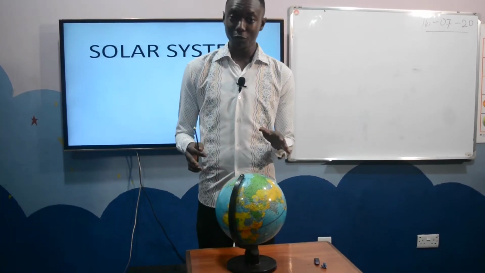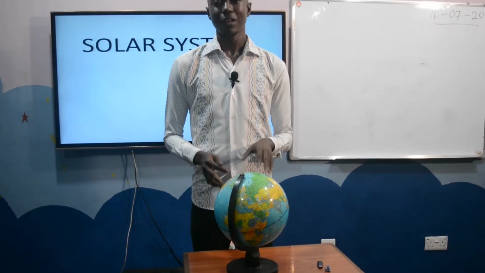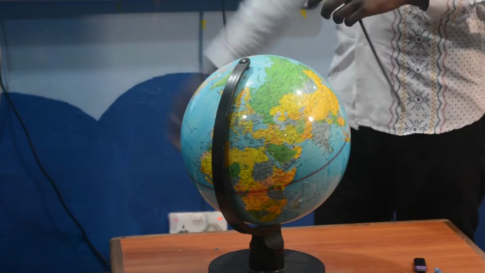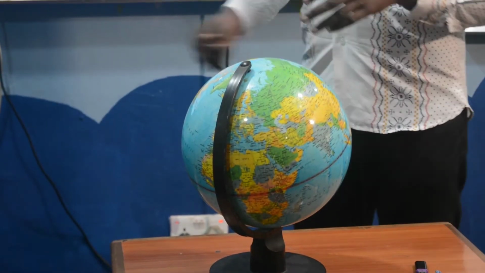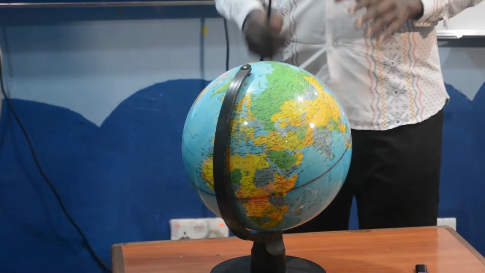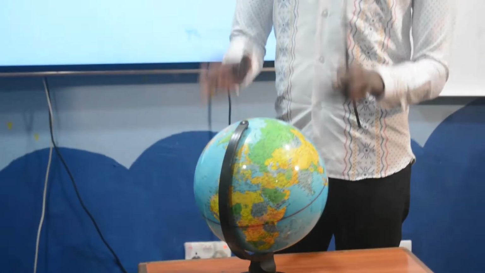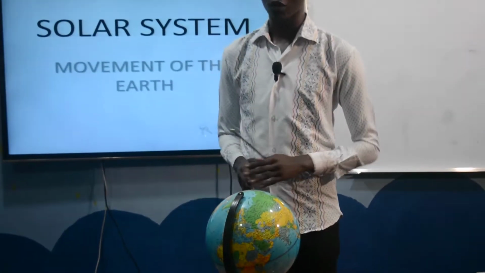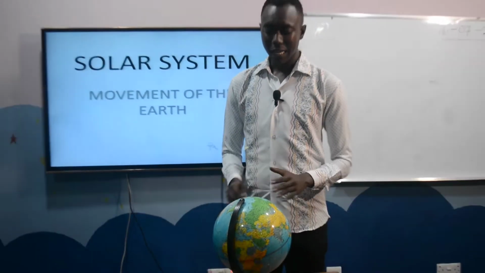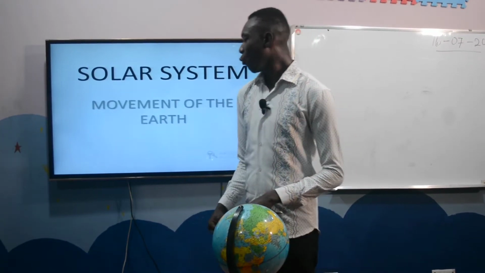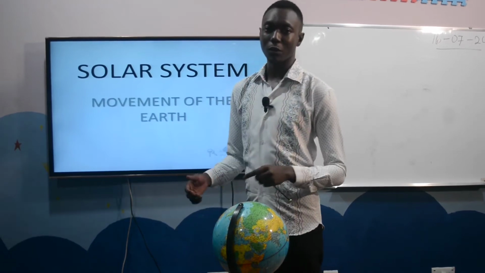Does the sun move? Of course, you know, it doesn't move. In today's lesson, we are going to look at the movement of the earth. Note that the earth is a planet. It is the third planet in our solar system, and it is the only planet that supports life. All right? Good. What are we supposed to know about the movement of the earth?